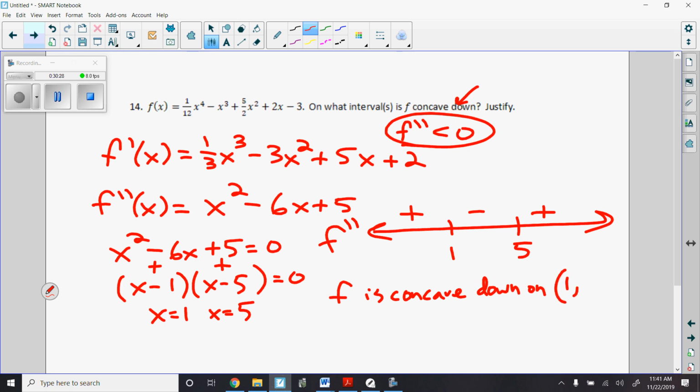On the interval 1, 5. Because that's where f double prime is less than 0. Okay, next question.